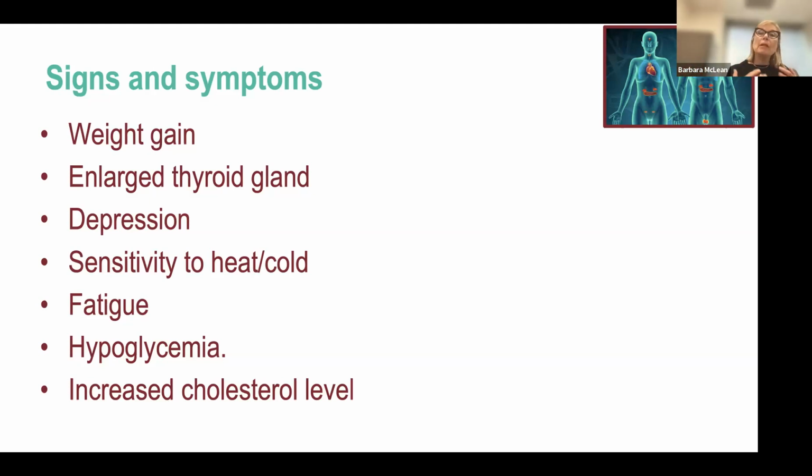They typically have an enlarged thyroid gland because the thyroid gland continues to produce cells to try to make more thyroid hormone, but these are non-productive thyroid cells. They often are very depressed, and have a very high sensitivity to heat and cold. Oftentimes they get confused for Raynaud syndrome. Their hands are so cold, their feet are so cold. They frequently are very fatigued. They can have hypoglycemia, and because of the alteration in their metabolic rate, their cholesterol levels go up.